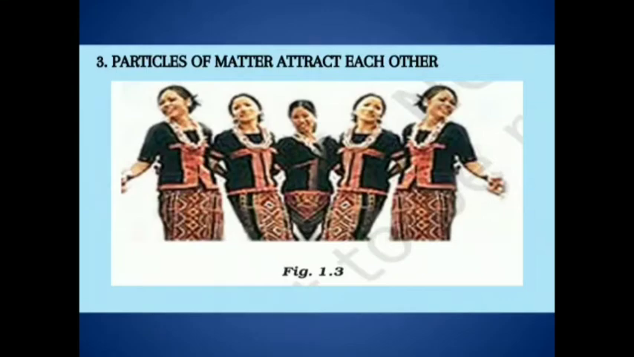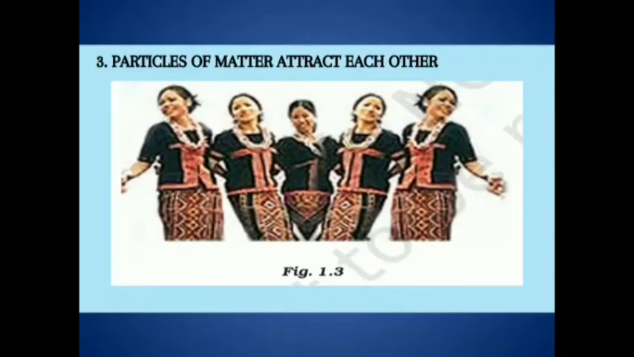Now the third characteristic is that particles of matter attract each other. There is some force of attraction between the particles of matter. Now this important thing we can prove by doing one activity. Make 4 groups of children. Each group will have 5 children, as you can see in this picture. The first group will stand like this. They will hold each other's hands tightly and hold the arms at the back very tightly and stand.